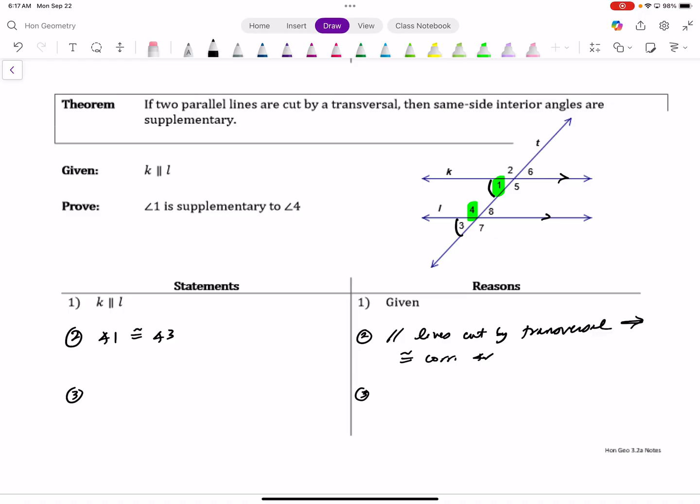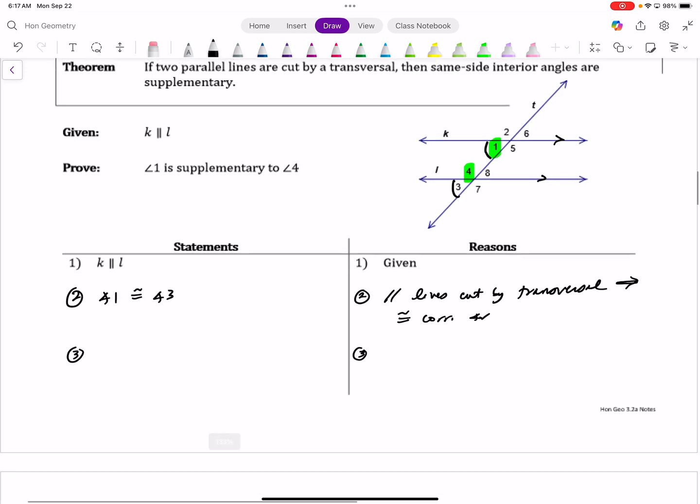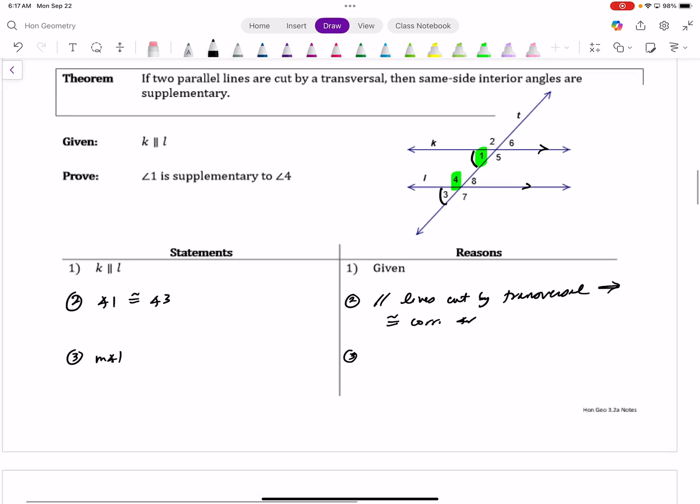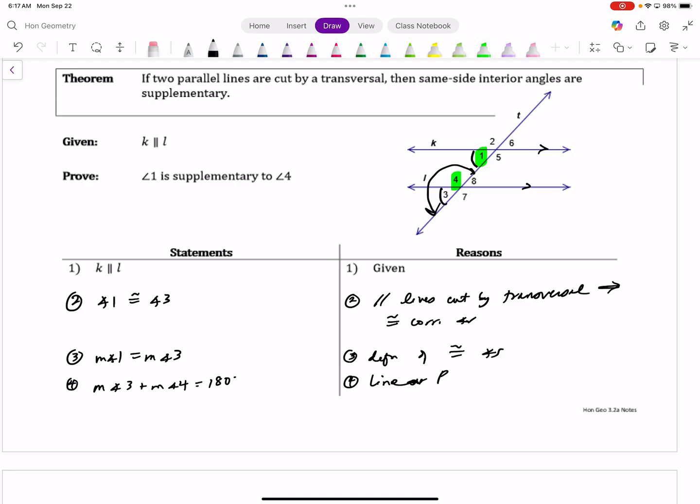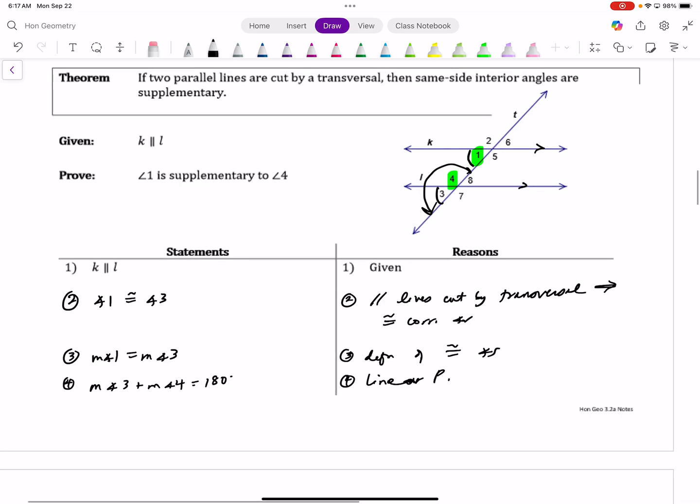All right, so what else do we want to do? We've got to throw angle 4 in here. So let's say that these measures are the same by the definition of congruent angles. And that way we can start talking about it: we know that the measure of angle 3 plus the measure of angle 4 is 180 degrees because of the linear pair postulate. Well, I said that weird. Those two angles form a linear pair, and therefore the linear pair postulate holds up. So the linear pair postulate tells us we can do that.